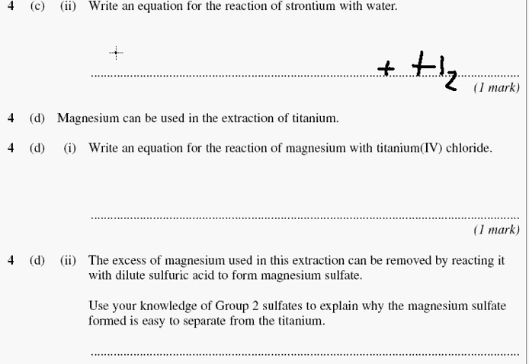So what we're going to do is look for strontium, Sr. We're going to add water to it, because that's what it says, we're adding water to strontium. And we're going to produce hydrogen. The other thing we're going to produce is strontium, Sr, hydroxide.